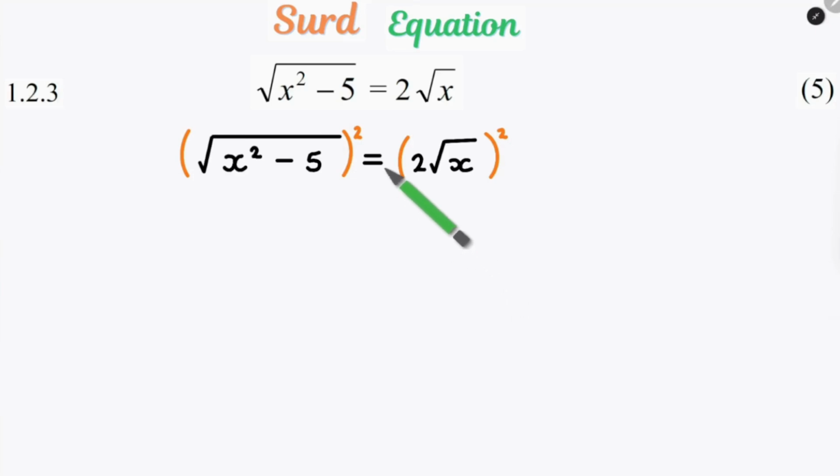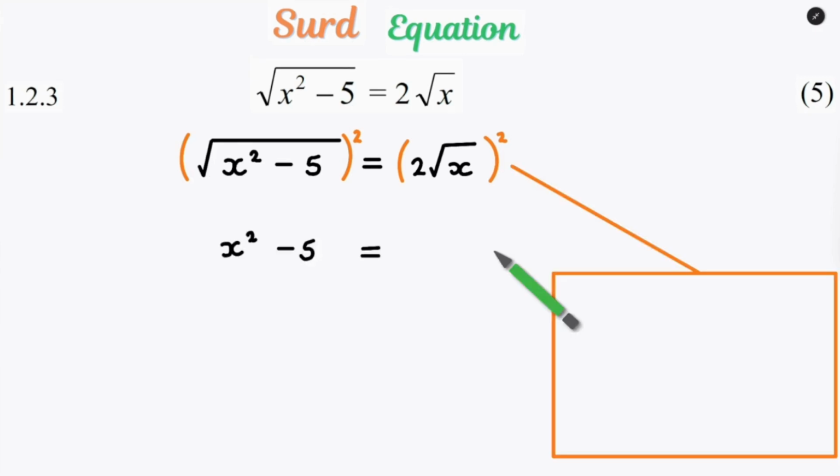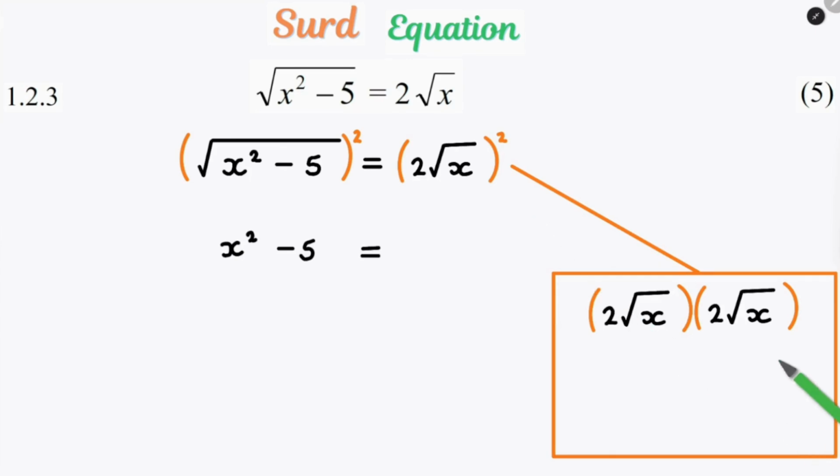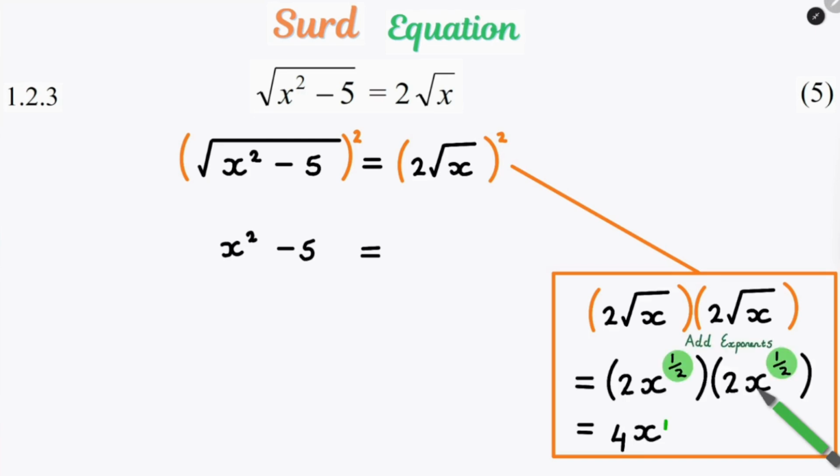Now on the left hand side, the square cancels with the square root, and we are just left with what is underneath the square root at the moment. On the right hand side, we're going to analyze this a little bit further. If I'm squaring something, I'm multiplying it by itself, so I'm just going to duplicate that bracket. Then 2 times 2 gives you 4, and root x times root x just gives you x.